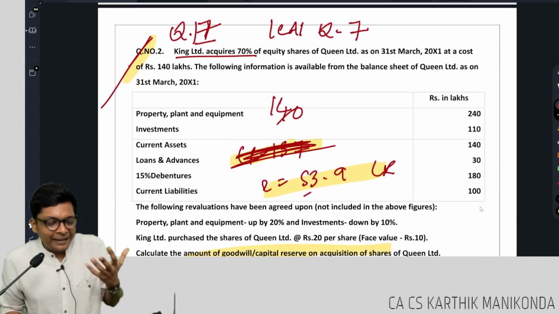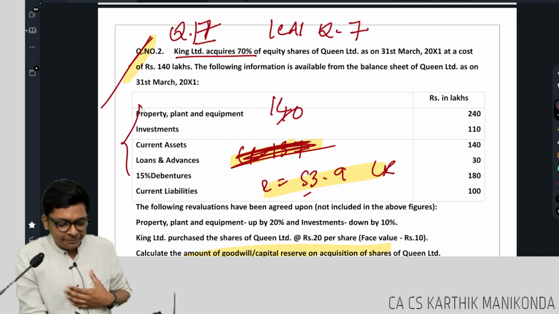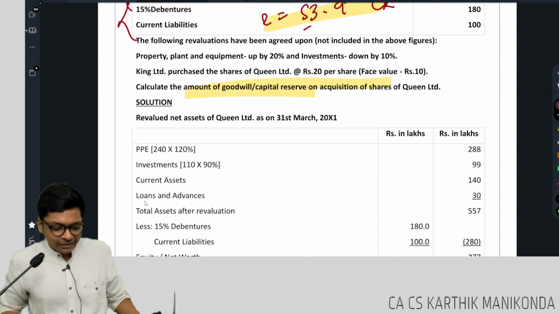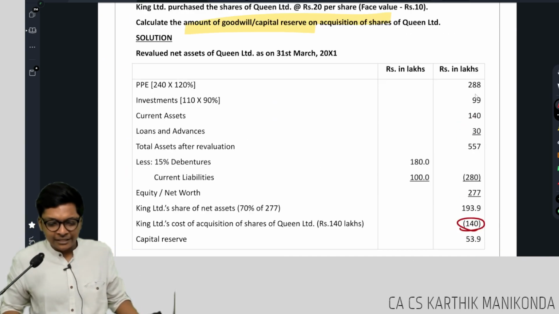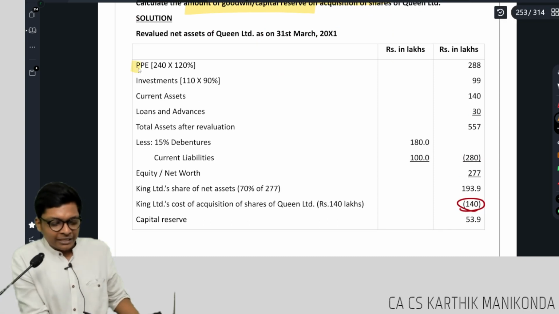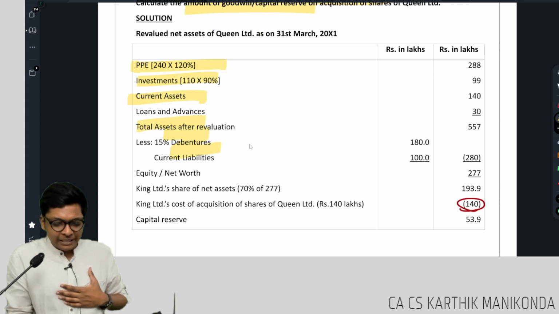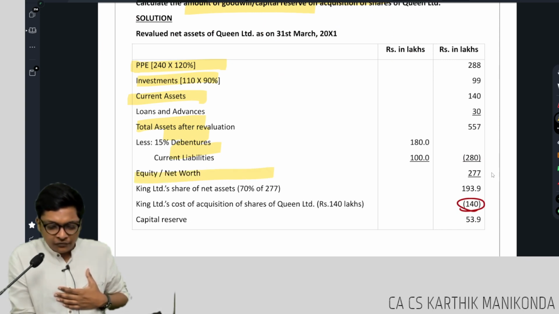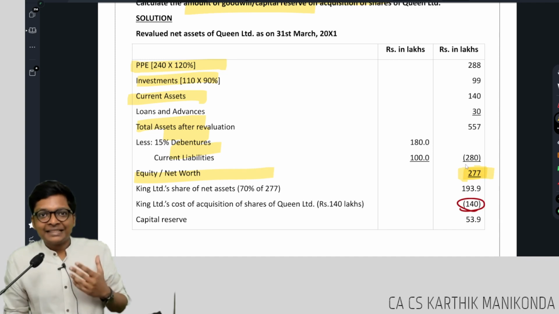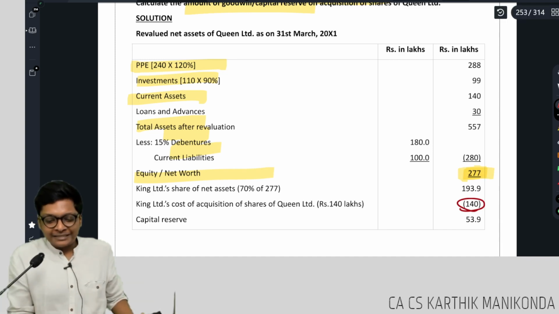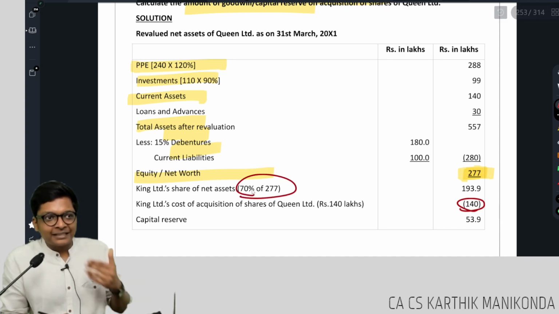I have to compare with net assets, guys. Assets minus liabilities with revaluation is given over here. Straight away, they are doing assets revalued, investments revalued, then minus all the liabilities. You will get net worth of 277. The common mistake will be, sir, I forgot to take 70%.